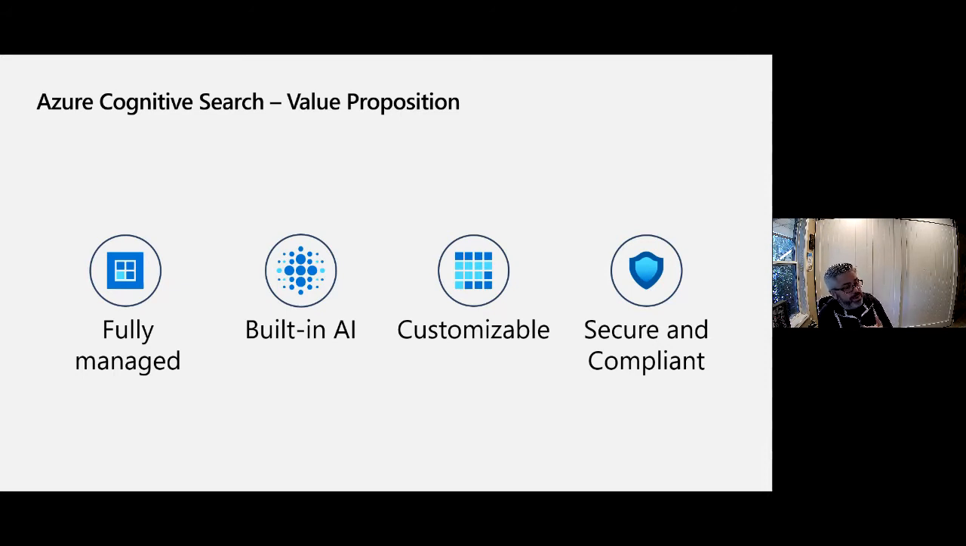The other big thing that we've really been working hard on is security and compliance. You might be familiar with things in Azure called virtual networks that allow you to really secure the environment. So Azure Cognitive Search can participate in that through private endpoints and firewalls. We do encryption.